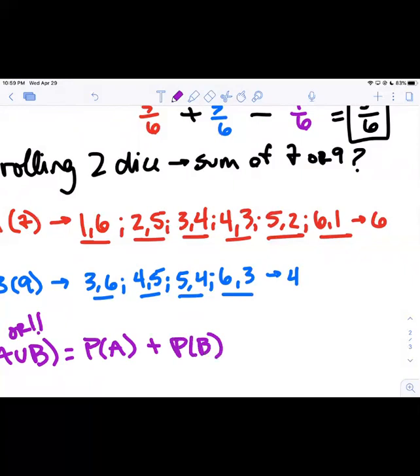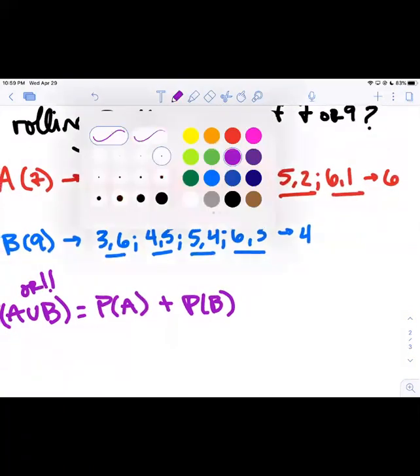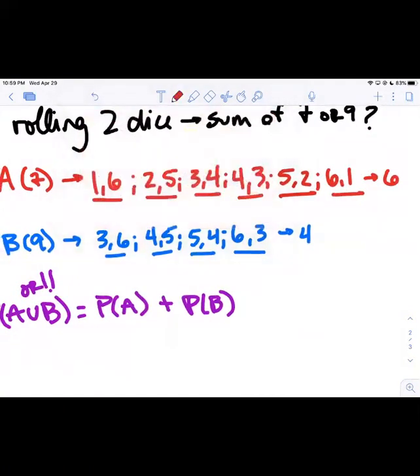Do I have an overlap here? Do I have any matches here that are the same? No, right? None of them match. I've got 3 and 4. I've got 5 and 4. Those aren't the same. 3 and 6, 1 and 6. Nope, those aren't the same. I don't have any overlap. So I'm not going to minus off anything. So since there's no overlap, I'm done here. I'm just going to add my 2 probabilities together and call it a day.